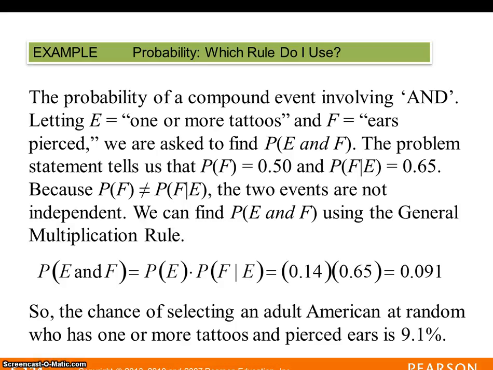The probability that the person has their ears pierced given that they have one or more tattoos, we were told that we're given that in the problem. That's 65%. So because these two things are not equal, the two events are not independent, so we'd want to use the general multiplication rule.